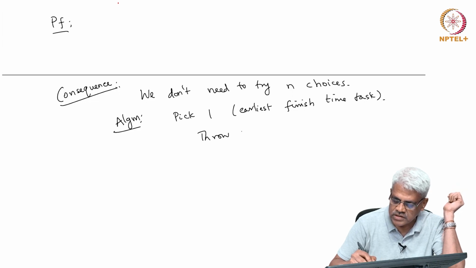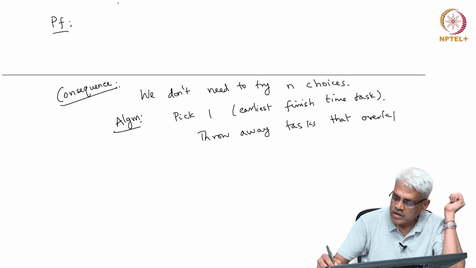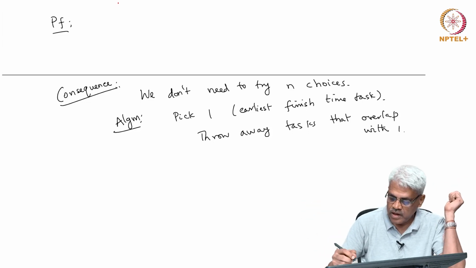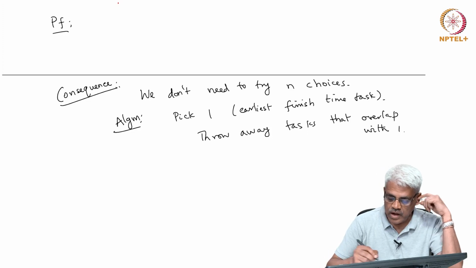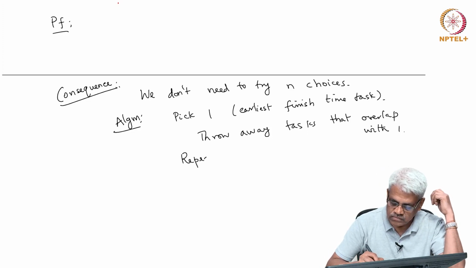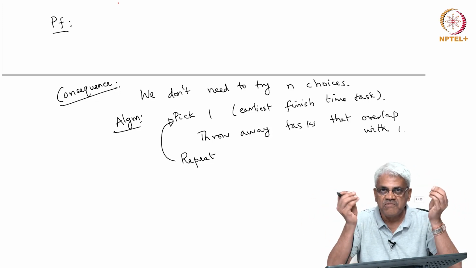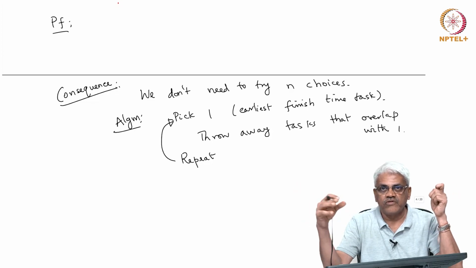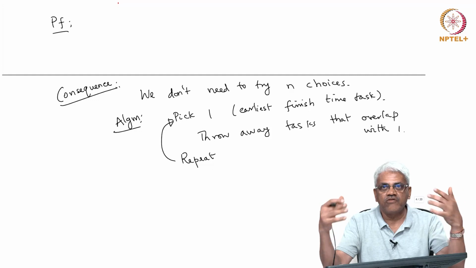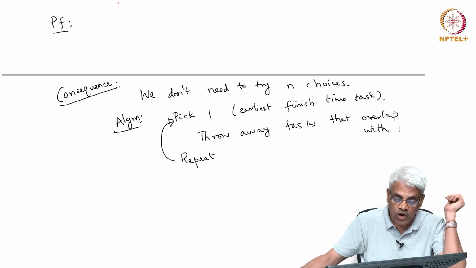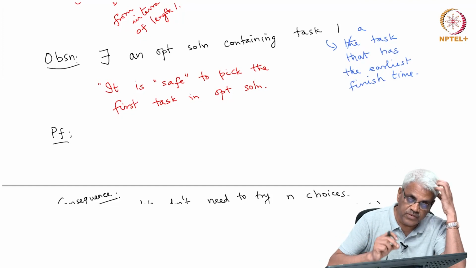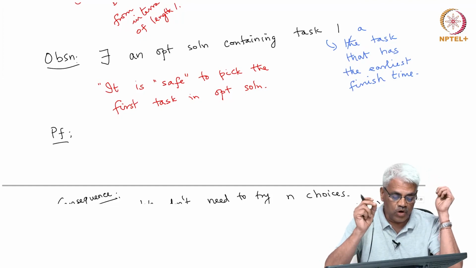Throw away tasks that overlap with 1. You can't pick them, so you can throw them away and repeat. So that means in the remaining tasks, pick the one which has the earliest finish time, throw away all the tasks that overlap with whatever you have picked, keep doing it. Finally, what you have is the optimum solution. And why is that? Because of this observation which I am going to give a proof of, plus the optimum substructure property.